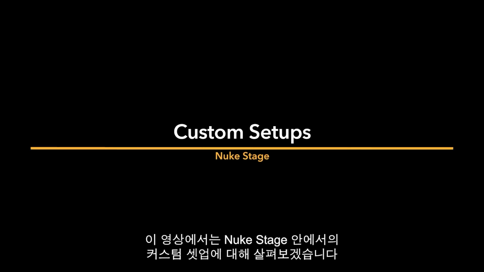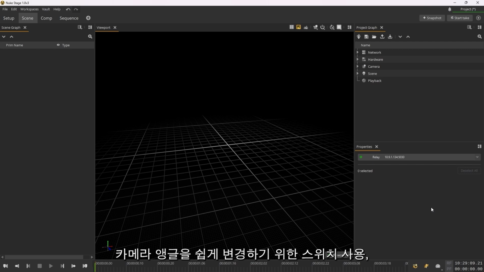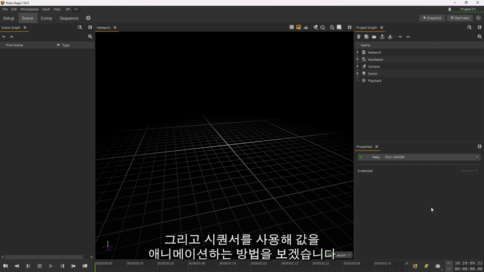In this video, we'll take a look at custom setups within Nuke Stage. We'll look at importing custom stage layouts dependent on your physical LED volume, using switches to easily change camera angles, and using the sequencer to animate values.